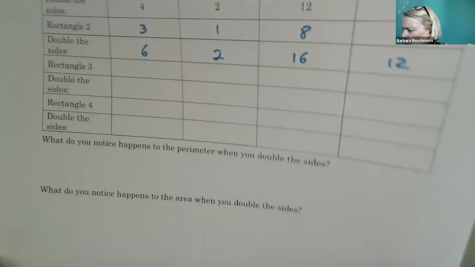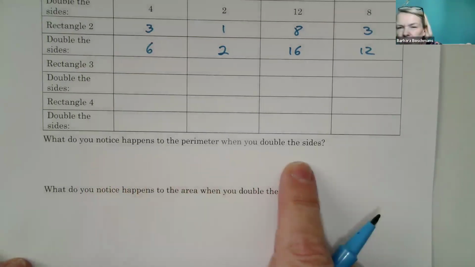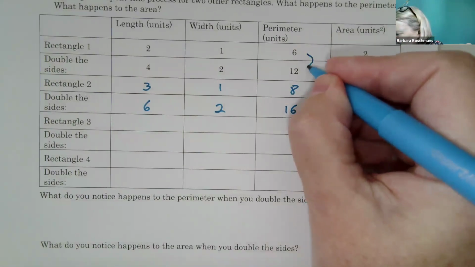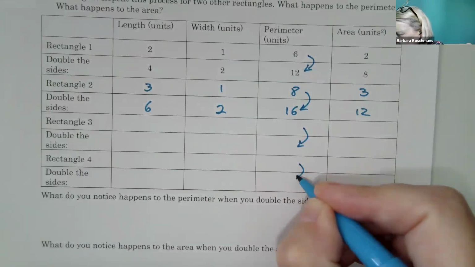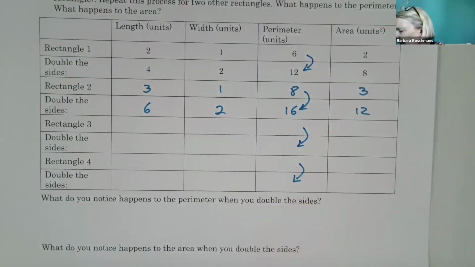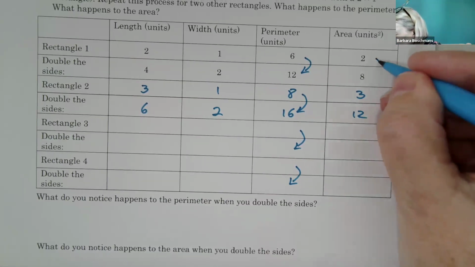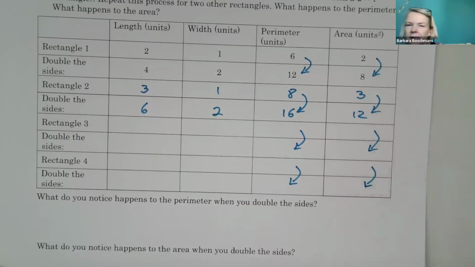Then figure out what happens, what do you notice? What happens to the perimeter when you double the sides? So that's this connection, 6 to 12, 8 to 16, whatever you have here. And then what do you notice happens to the area when you double the sides? That's 2 to 8, 3 to 12, this. So write down your observations.